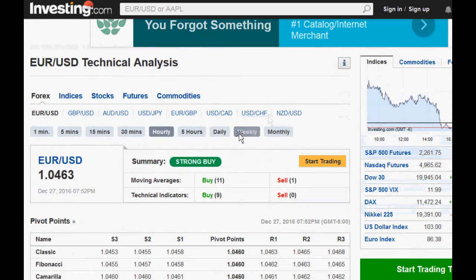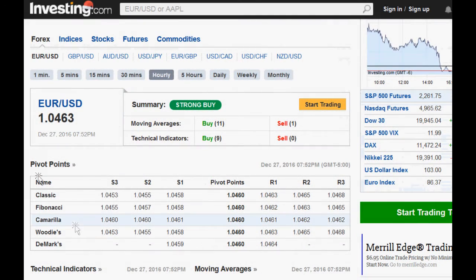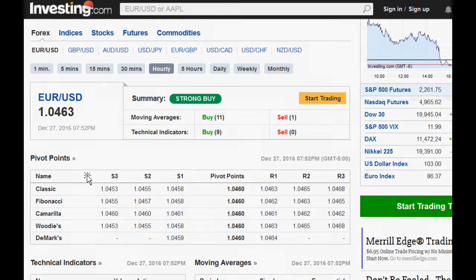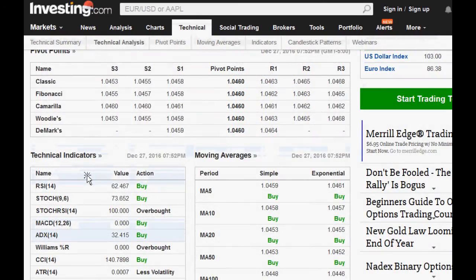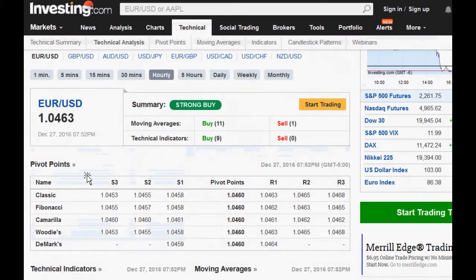We're looking at, they have a lot of different analysts here. They also have some of the pivot points down here: Woody's, a lot of people follow him, Fibonacci and others. They have some technical indicators. All of these they look at, and they have some analysts that analyze these things.